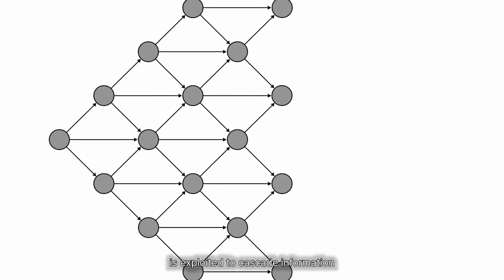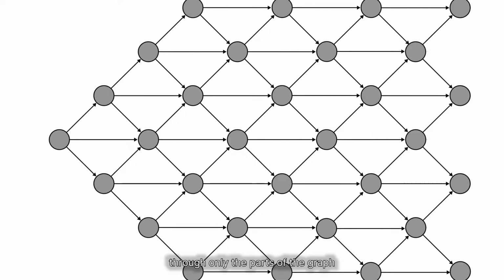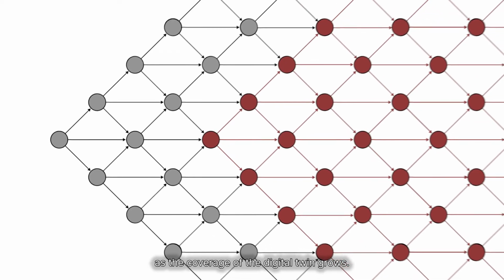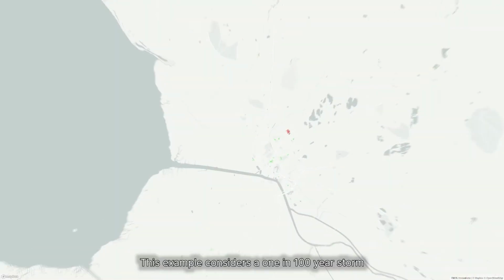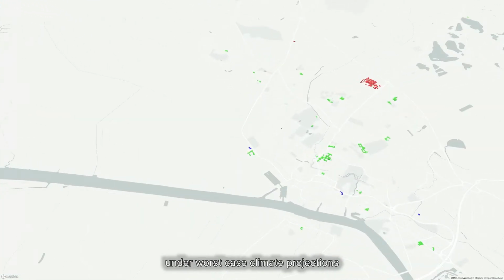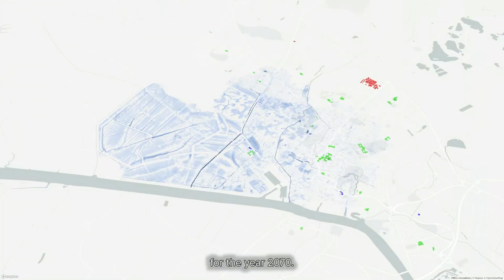The structure of the knowledge graph is exploited to cascade information through only the parts of the graph that are affected by a given scenario. The computational efficiency of this approach will become increasingly important as the coverage of the digital twin grows. This example considers a 1 in 100-year storm under worst-case climate projections for the year 2070.